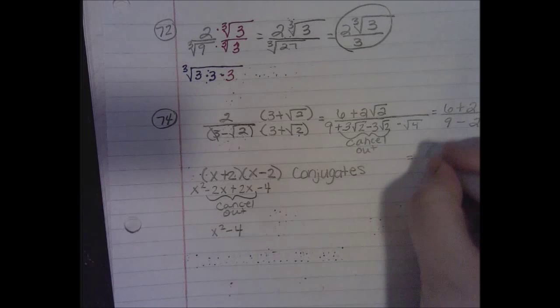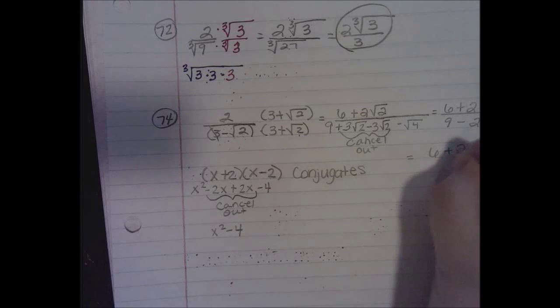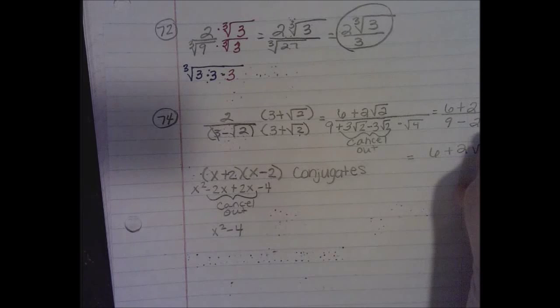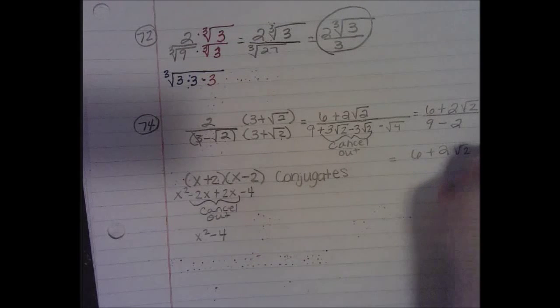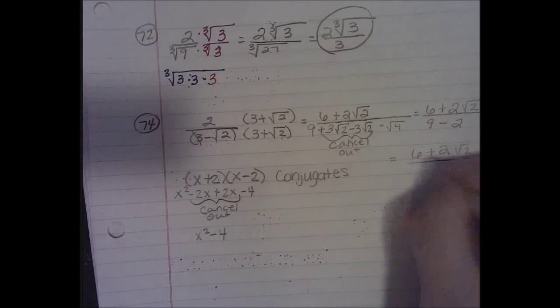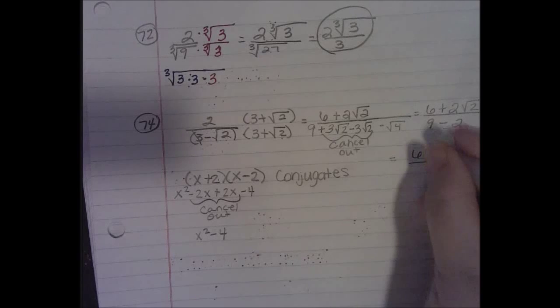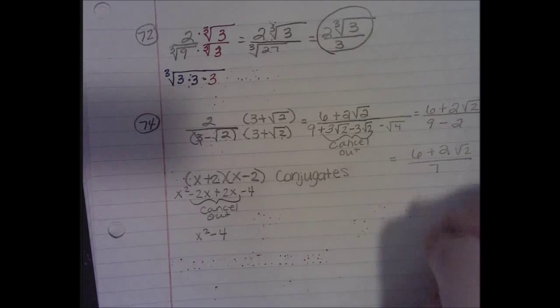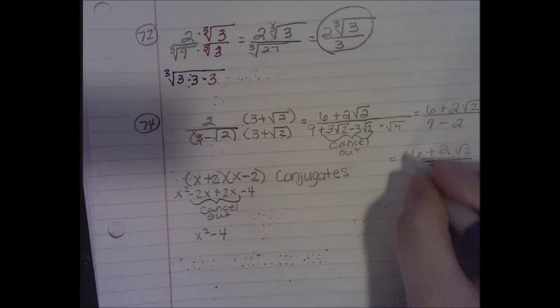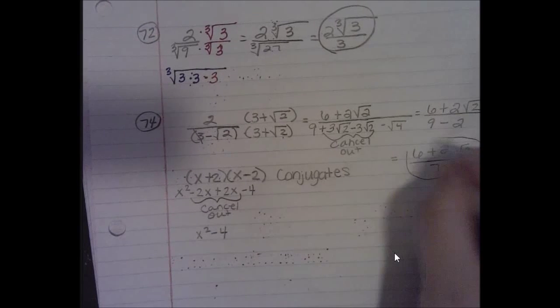So now I have 6 plus 2 square root of 2 over 7, because 9 minus 2 is 7. Our radical is out of the denominator, so we are finished.